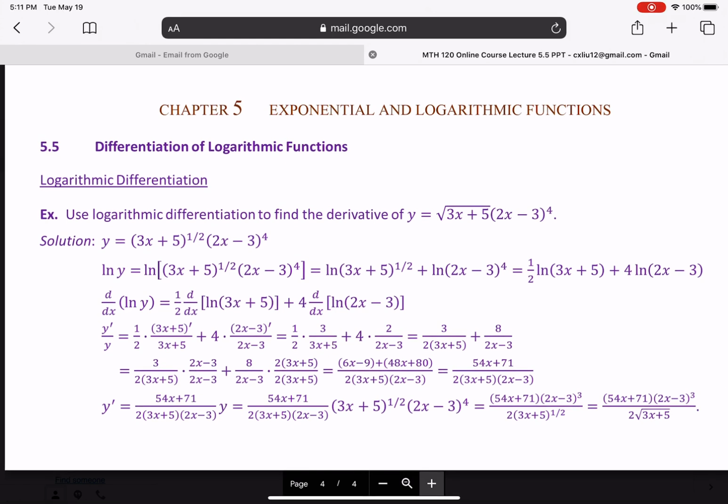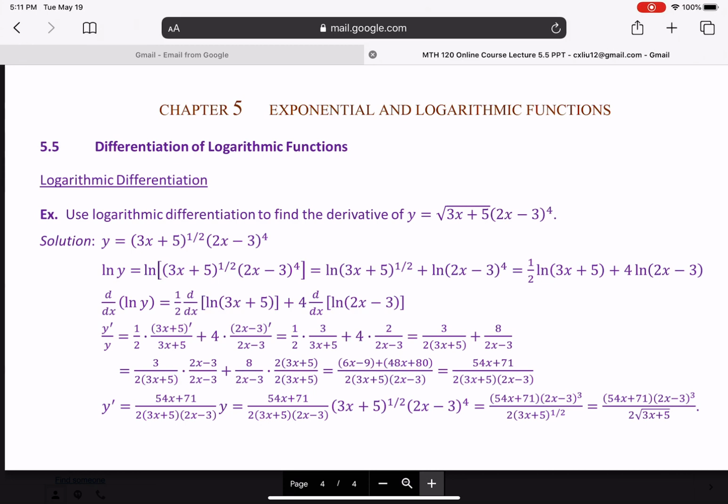Use logarithmic differentiation to find the derivative of y equal to the square root of 3x plus 5 times 2x minus 3 to the fourth. We know we can use the product rule to do the problem, but it will be quite messy. If we use the logarithmic differentiation technique, it will be much simpler. So let's just rewrite the function in exponents to get (3x plus 5) to the 1/2 times (2x minus 3) to the fourth. Step 1, take the natural log on both sides.